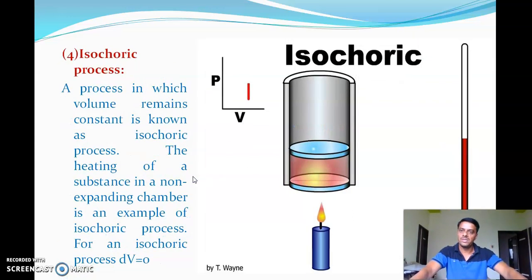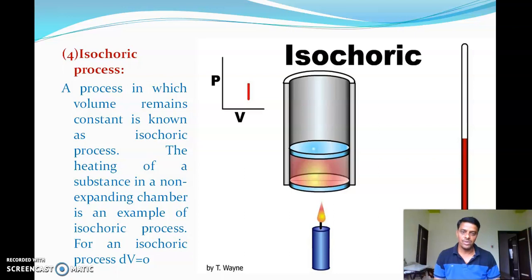The fourth type is isochoric process. Choric, C-H-O-R-I-C, means volume, and iso stands for constant or unchanged. Now you can define this system by yourself. The process in which volume remains constant is known as isochoric process. An example is the heating of a substance in a non-expanding chamber. Non-expanding means the chamber which does not allow the gas to expand. Expand means the increase in volume.